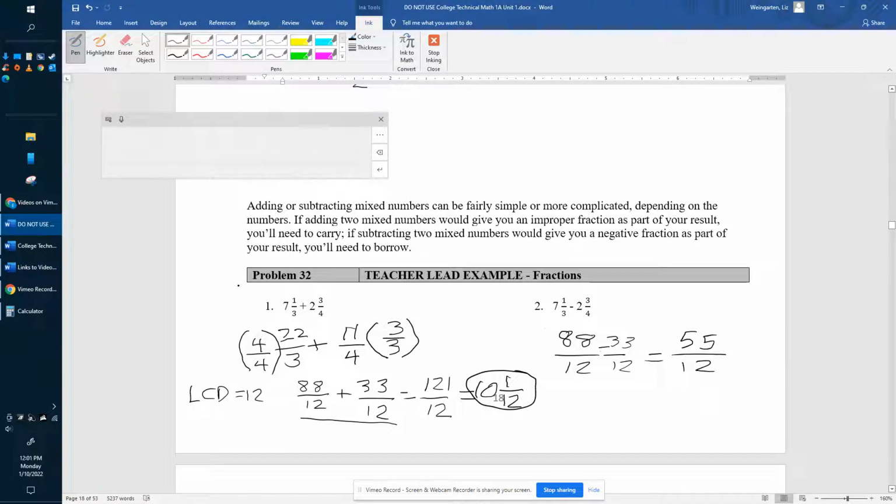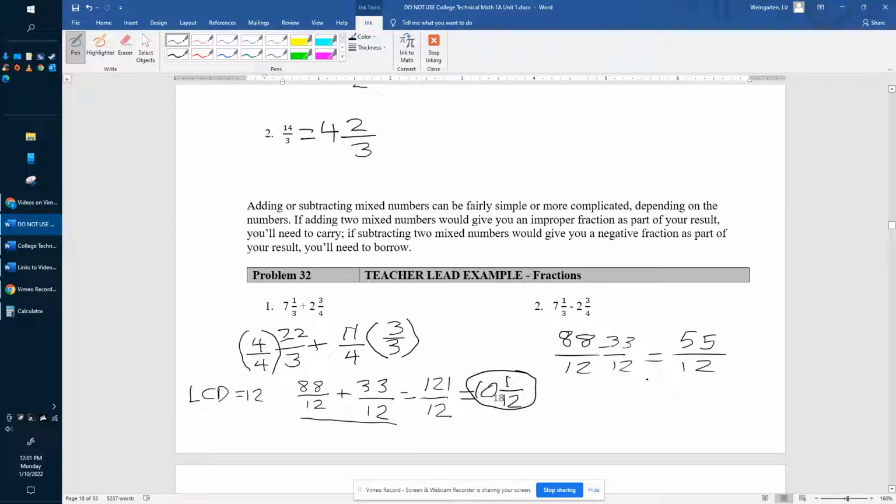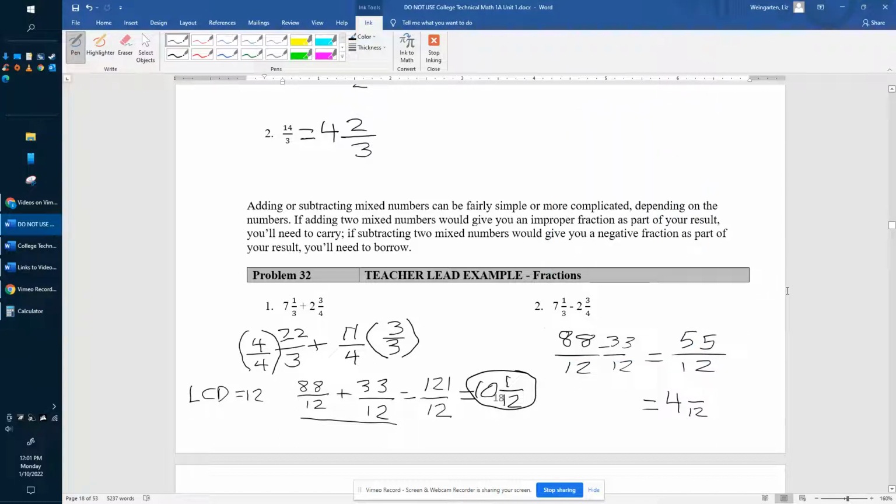So let's figure out how to make this a mixed number. 55 divided by 12 is 4.58333333 repeating. So we know our whole number is going to be 4. So now we have to figure out what the decimal is. We know it's going to be something over 12. So we're going to go back to our calculator. We're going to subtract the whole number off and multiply this remainder by 12. And we get 7. So our remainder is going to be 7/12.